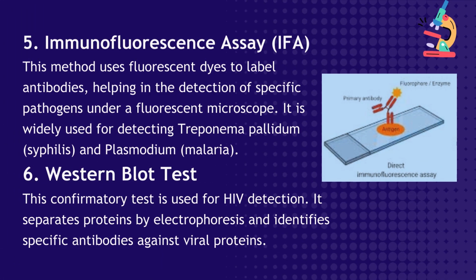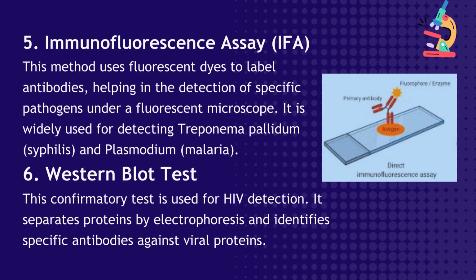Immunofluorescence assay, IFA. This method uses fluorescent dyes to label antibodies, helping in the detection of specific pathogens under a fluorescent microscope. It is widely used for detecting Treponema pallidum, syphilis, and Plasmodium, malaria.